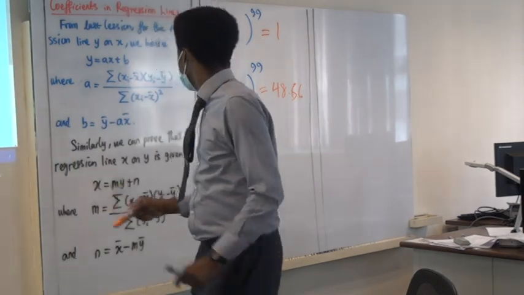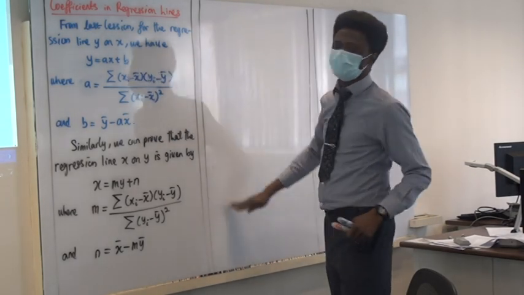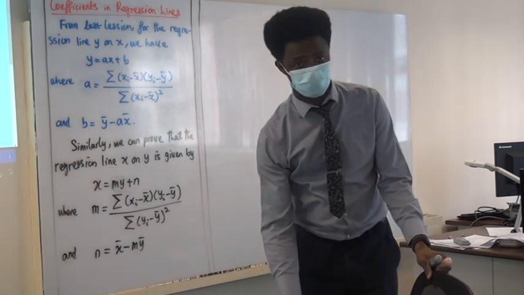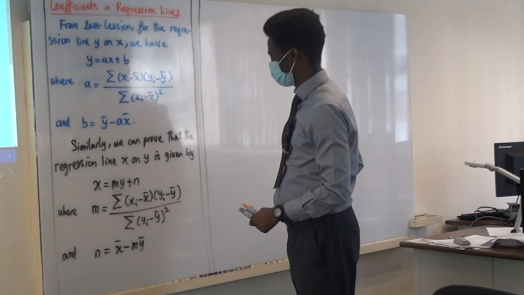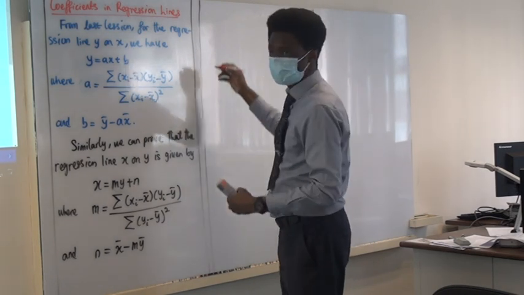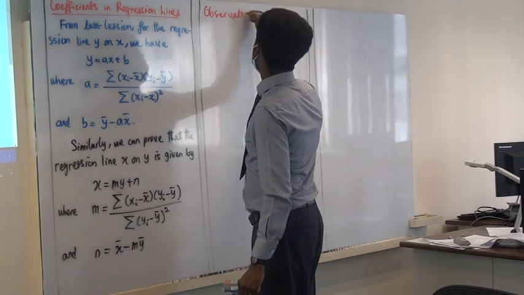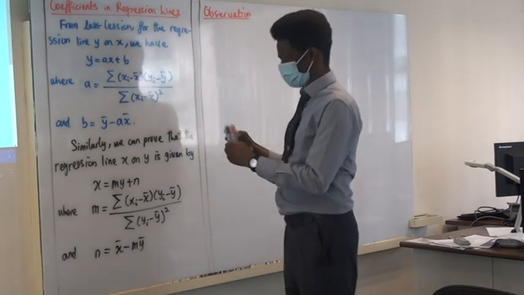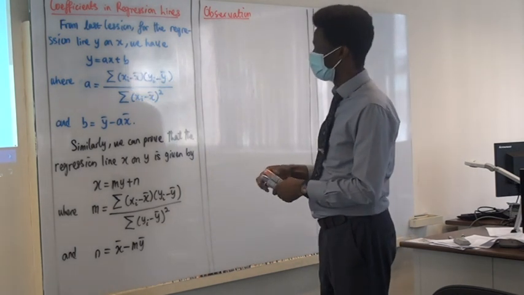Now, let's see. When you plot your x on y and y on x, they are not going to be the same. And we can see that from here. Maybe I call that observation. Let's look at the board now. So let's look at the following observations.